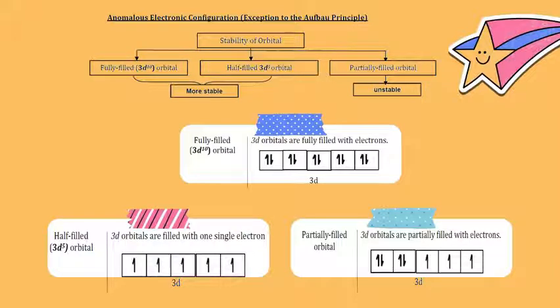So, fully filled 3d10 orbital, 3d orbitals are fully filled with electrons. Kalau half filled, maksudnya 3d orbitals are filled with one single electron. Diisi separuh saja electrons lah ya. Kalau partially filled orbital, 3d orbitals are partially filled with electrons. Selain daripada 5 dan juga 10, itu adalah partially filled.